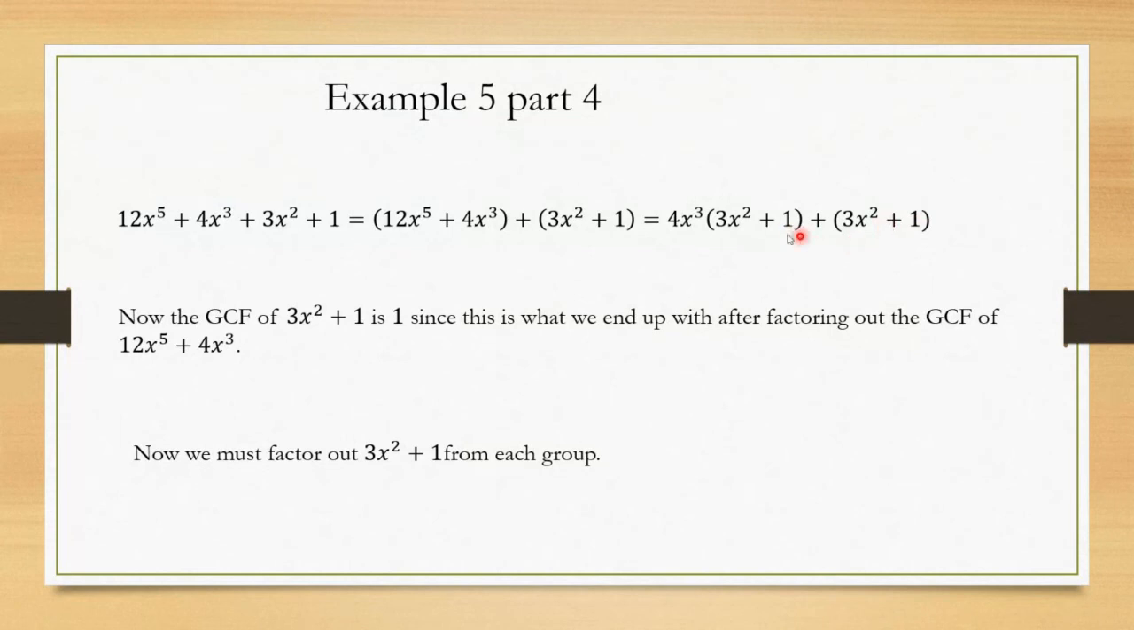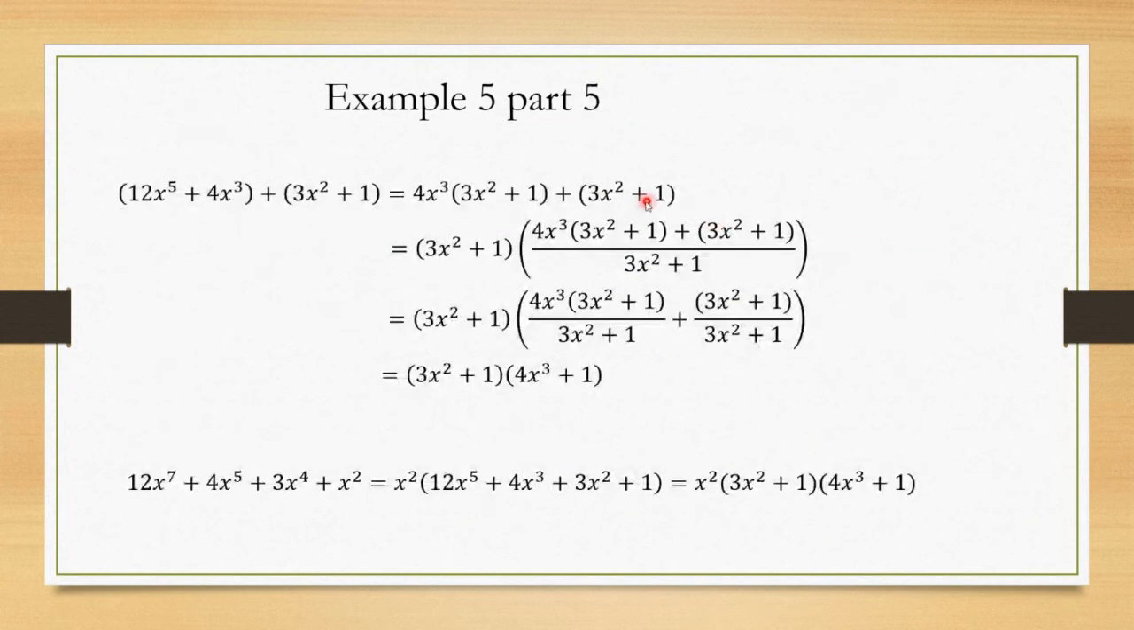So 3x squared plus 1 we have in parentheses, right? We're going to take that out of each group. Remember, with factor by grouping, after you factor out GCFs, you want to make sure that in parentheses, you have the same thing. And we do here, right? We have 3x squared plus 1, 3x squared plus 1. That's what we want, the same thing in parentheses. So now we take that out. When you factor it out, we put it in front.